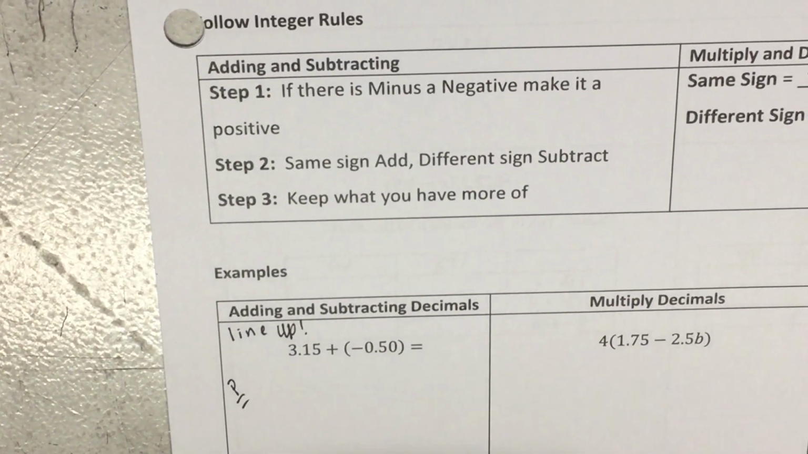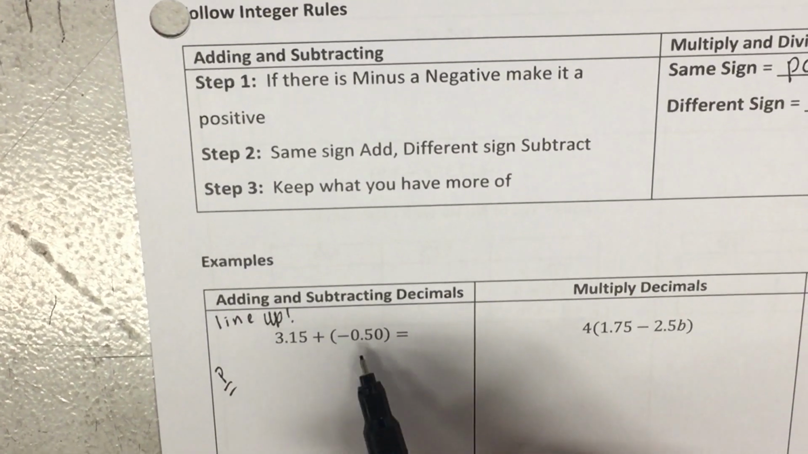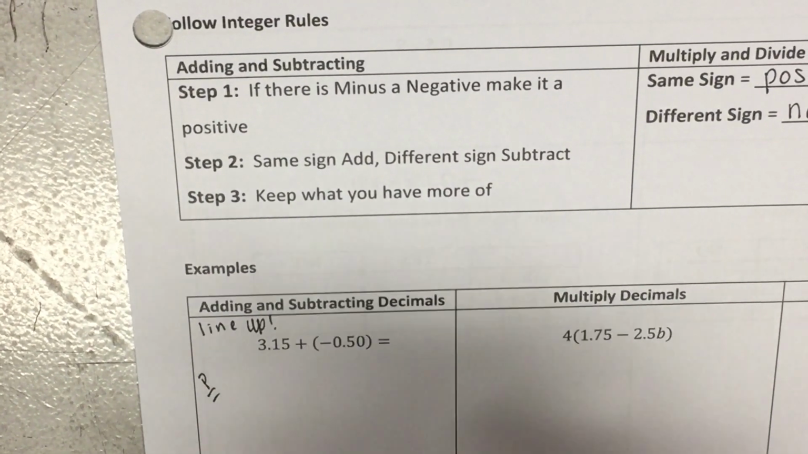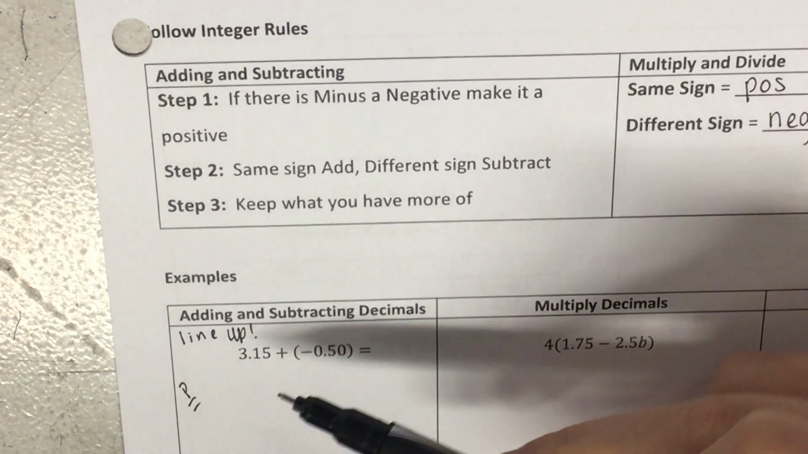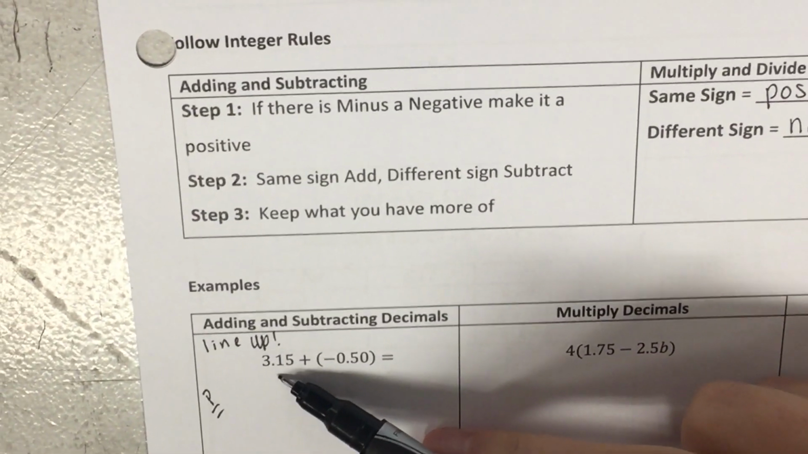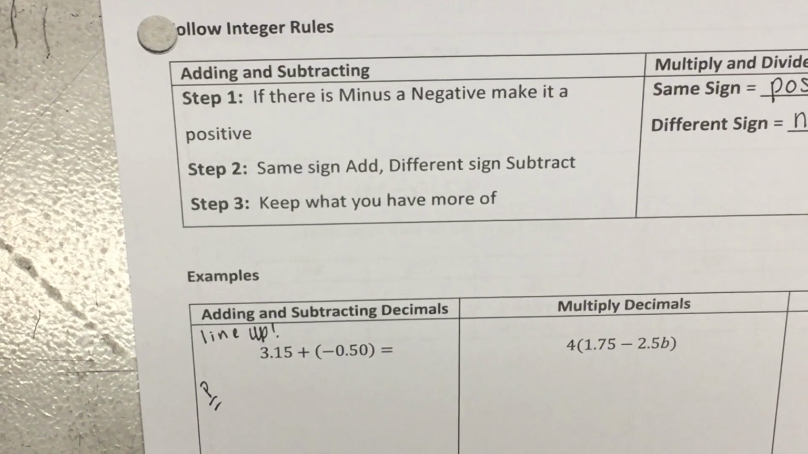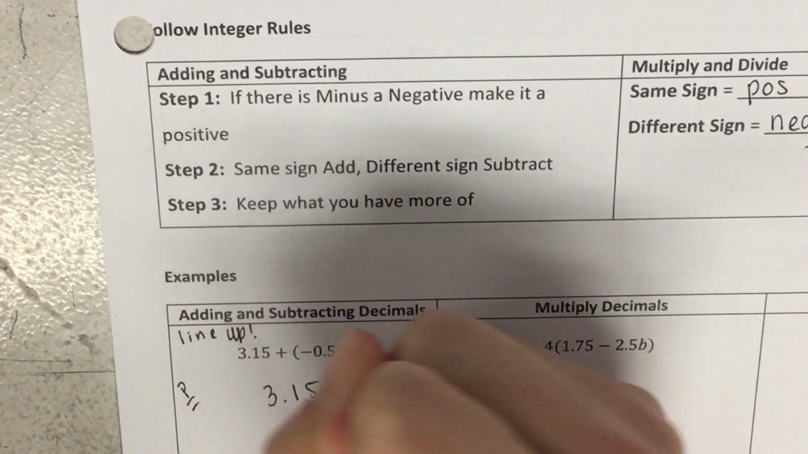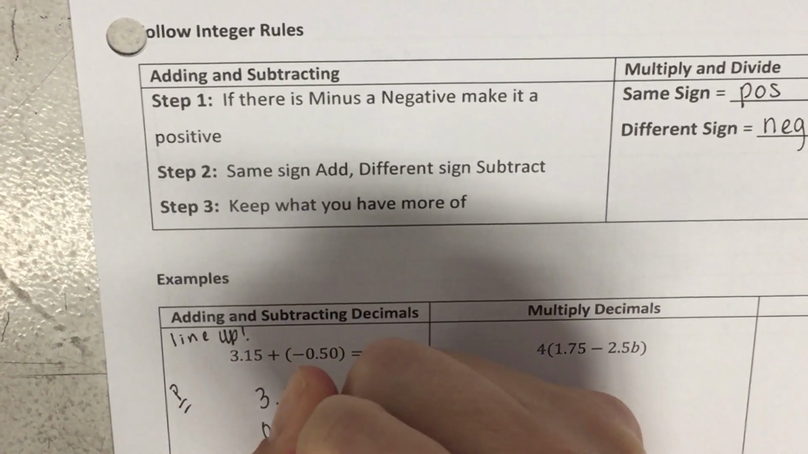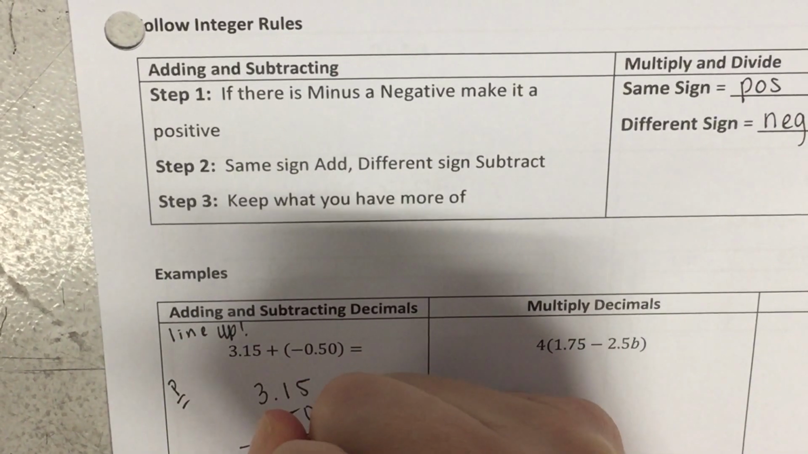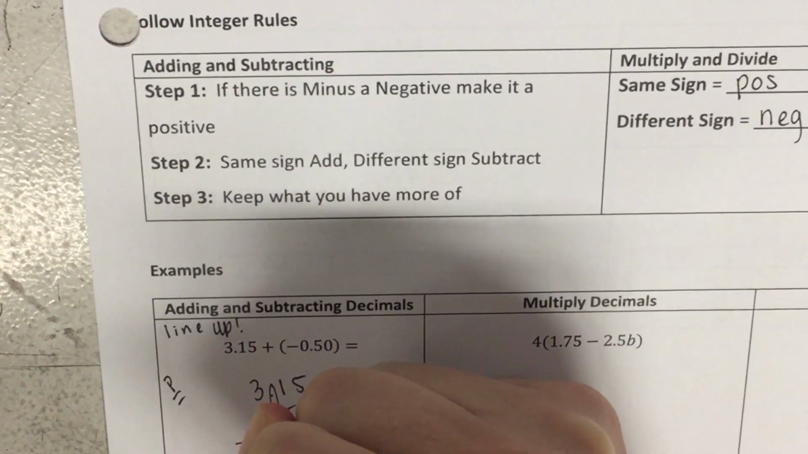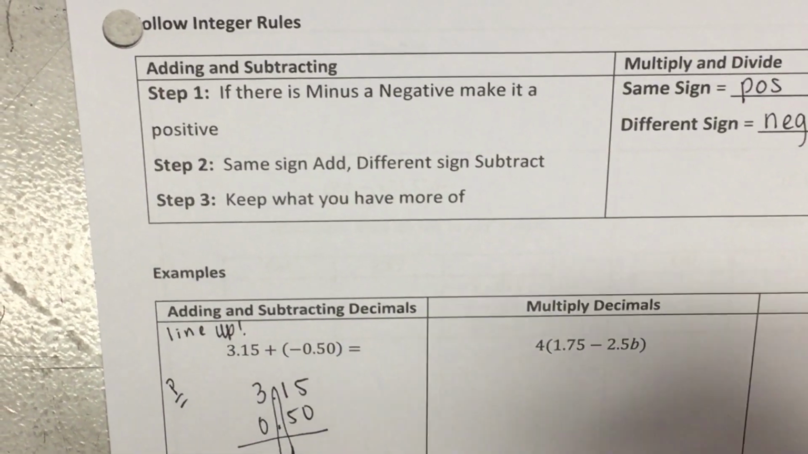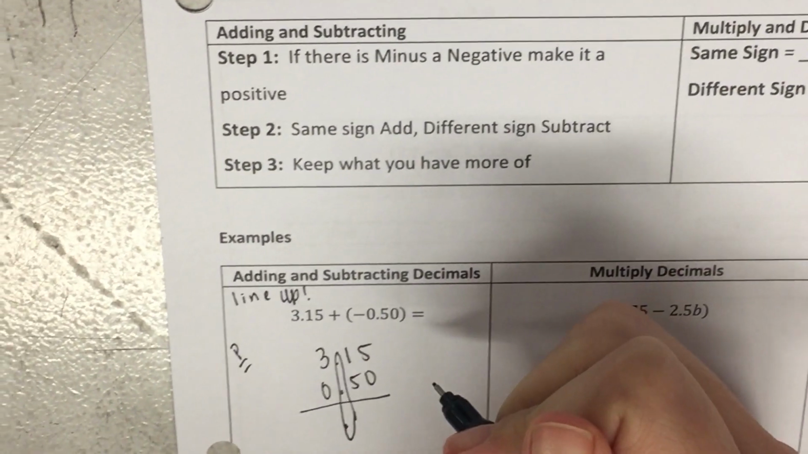I also want to make sure the number with greater value goes on top, like greater absolute value. So is $3 bigger or 50 cents? $3. Yeah, so that one will go on top. And I line up my decimals. And then next I'm going to add and subtract like I normally would.